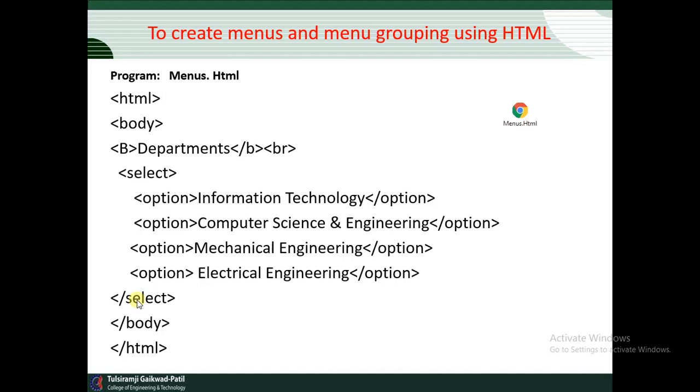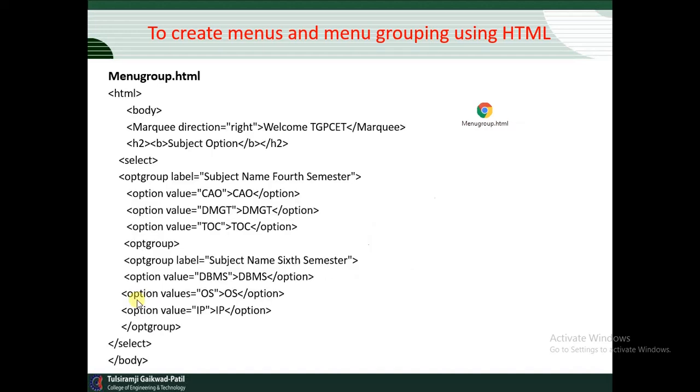In the first type, we created just a simple menu. Now we are going to discuss how we group the menus. Here we have given the file name minigroup.html, and in the HTML body we have given the marquee direction, right: Welcome to TGP City. It indicates the welcome to TGP City, and it rotates in the right direction by using the marquee tag, where direction is the attribute and right is the value. So it can happen with the help of the marquee tag.